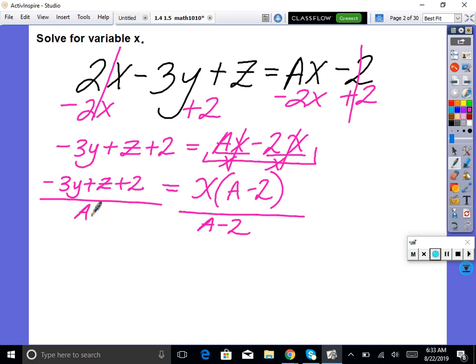Make sure you really know that process when you're going into your exam. And we have solved for x. X is by itself. Okay. Just a good quick review from last time.